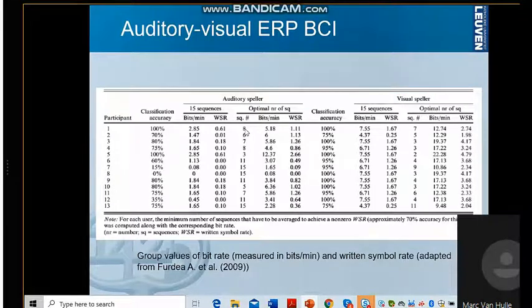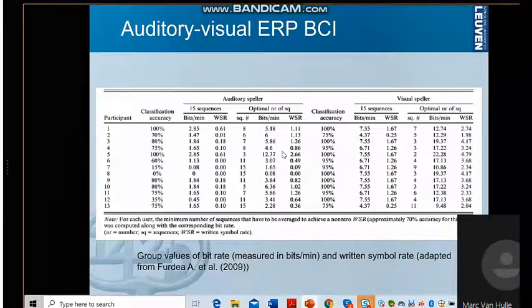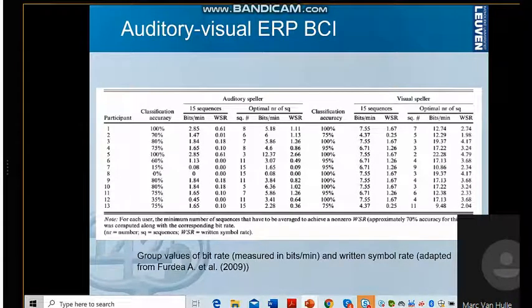And for participant 1, 8 sequences suffice here to get, what was it again, 70% accuracy. Then you come to 5 bits per minute, and this one is the champion here with 12 bits per minute. And you need about 5 bits, as you know, to communicate one character. So this way you can communicate something like 1 character per minute or something like that.